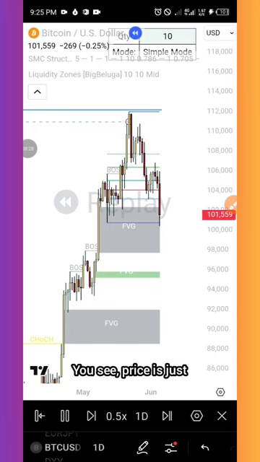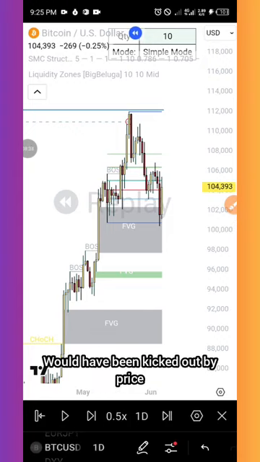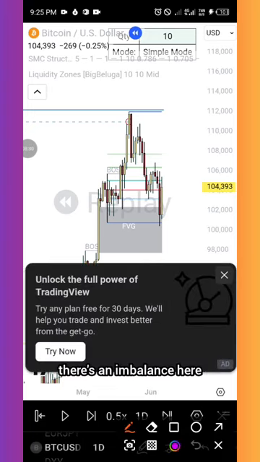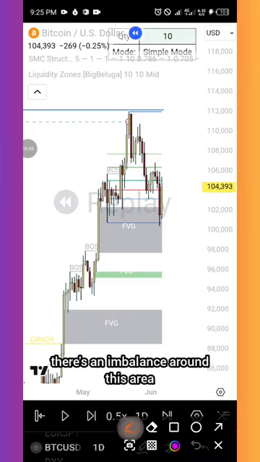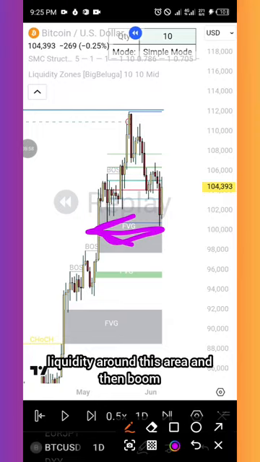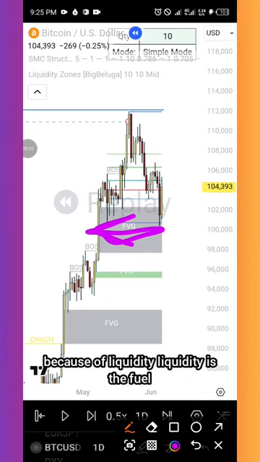You see, price. People that put stop loss around this area would have been kicked out by price. Price has come to this imbalance. There's an imbalance here, around this area. Price took the liquidity around this area, and then boom, it started pulling up. Price moved because of liquidity. Liquidity is like fuel for price.